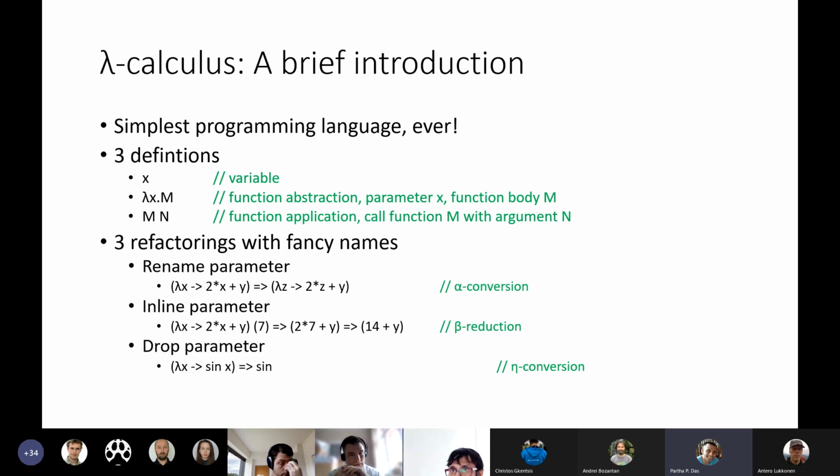So this is the brief introduction to lambda calculus. Now let's take a quick look at what this can do. This is very powerful stuff.